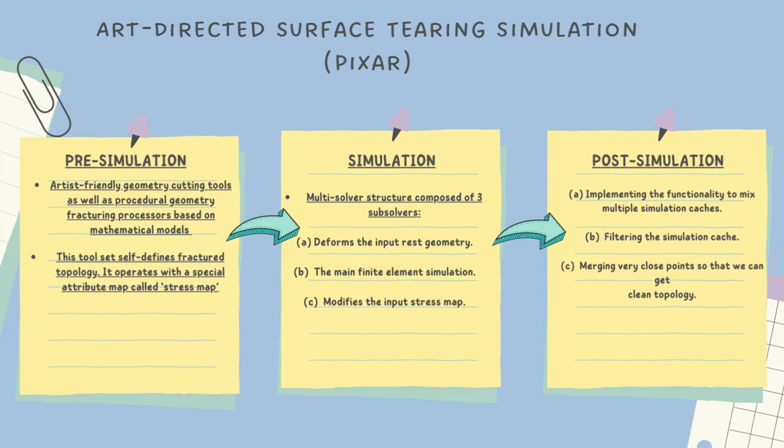The second phase, which is the simulation phase, consists of 3 subsolvers, of which the first one is to deform the input rest geometry in order to detect high stress values. The second subsolver is the main finite element simulation to isolate the region of interest. The last solver modifies the input stress map, which predicts potential high stress areas during the current simulation step and updates the stress map with newly calculated and accumulated stress values by analyzing acceleration. And the last phase is the post-simulation phase, which overall helps in cleaning up, reshaping, and filtering the simulation output.